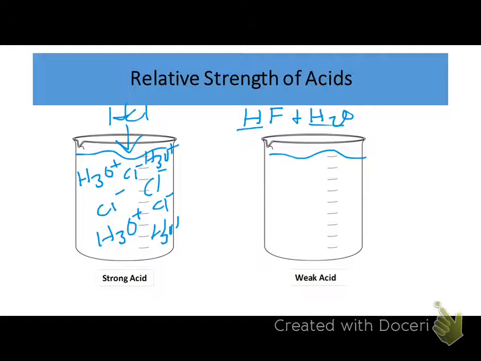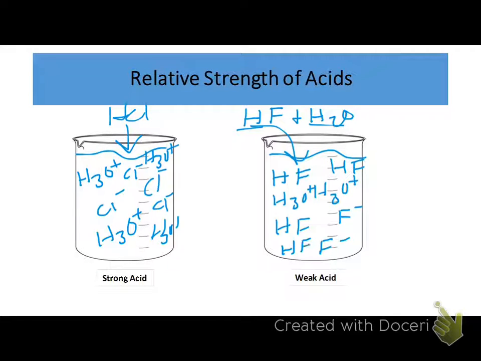So that means that in our weak acid solution, once we put it in there, there is going to be a lot of HF remaining. There will be some hydronium ion, there will be some fluoride ions, but the majority is going to still stay as HF. There's not going to be a lot of dissociation, or transfer, we should say, of the hydrogen to water because HF is weak. So we should have a lot of HF in our aqueous solution.